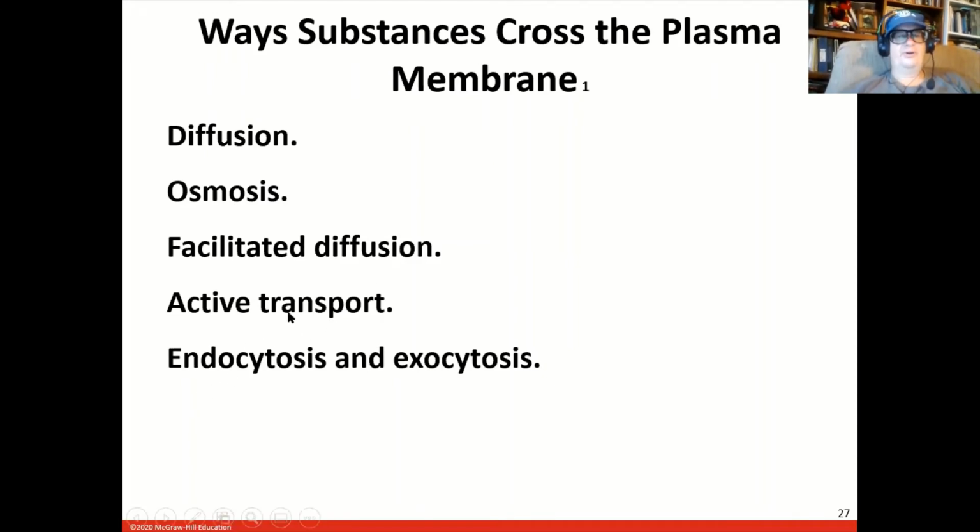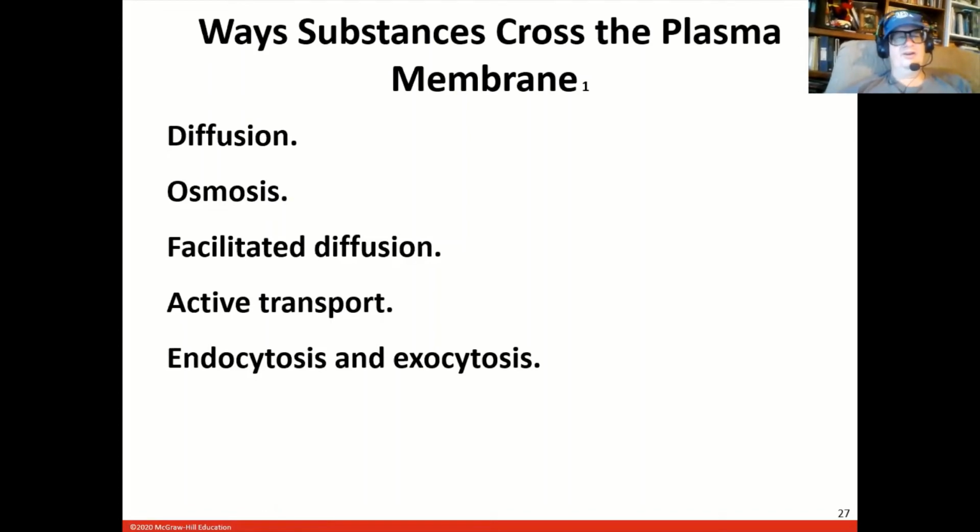Active transport is moving things, using energy to move things. So the sodium potassium pump that put the sodium on the outside in the first place, it's powered by ATP, and it pumps the ions to where we want them.